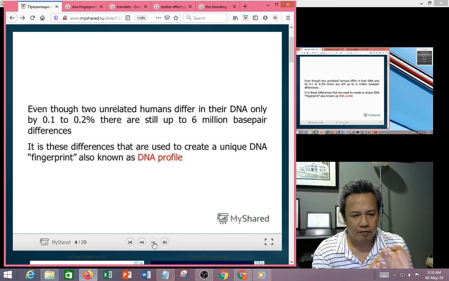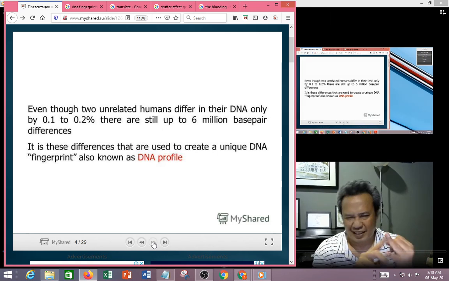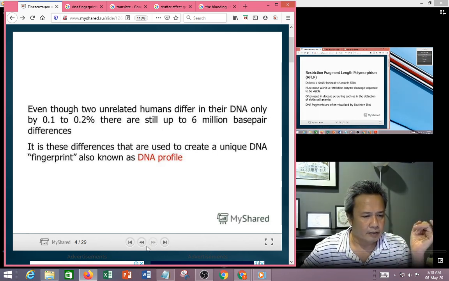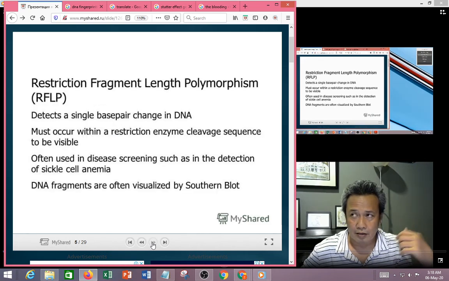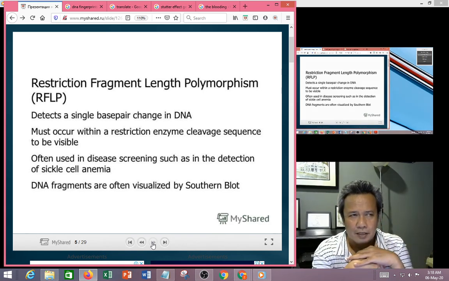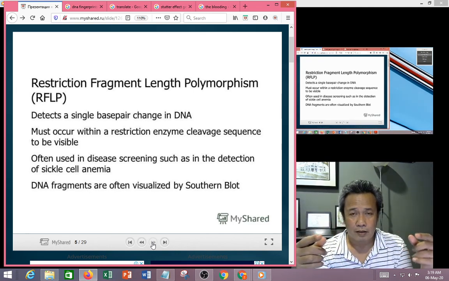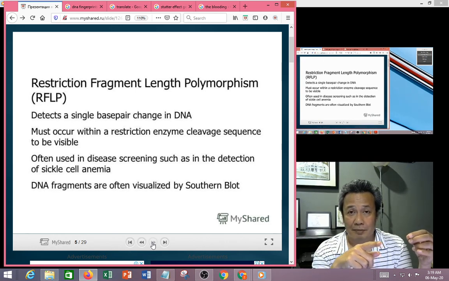There are two different methods: fingerprinting and profiling. They actually refer to different things. Fingerprinting is one of the first to be introduced by Alec Jeffreys. It uses restriction fragment length polymorphism. What is RFLP? A restriction enzyme cuts certain sequences. Fragment polymorphism means that, between two individuals, one may have the site and the other may not.